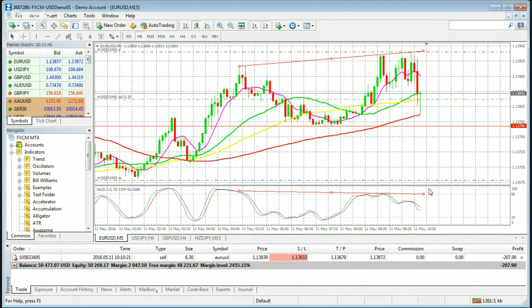That should give us a much better idea of exactly which direction the market wants to go. We're going to have to wait and see. Remember, it's all about patience. That's the key factor.